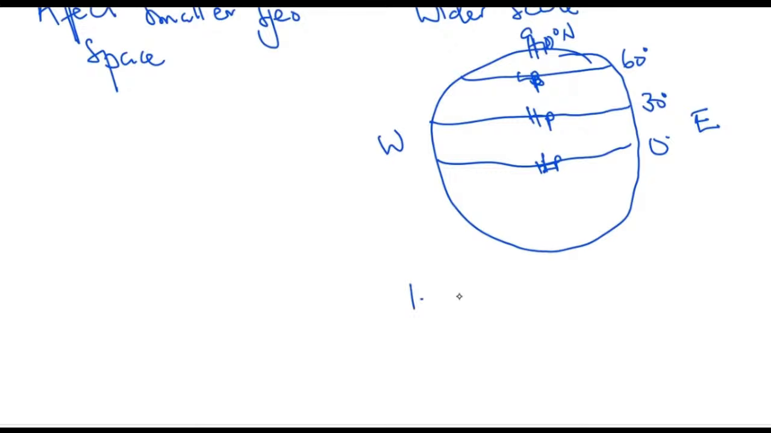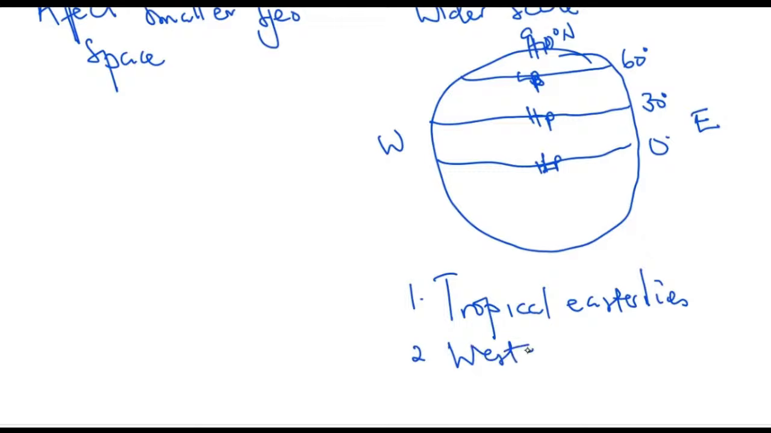We have number 1, a belt of the tropical easterlies. It's one example of our planetary winds. And number 2, we have the belt of westerlies. And also number 3, we have a belt of what we call the polar easterlies. So these are our planetary winds.